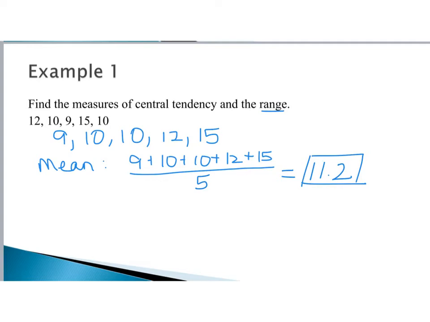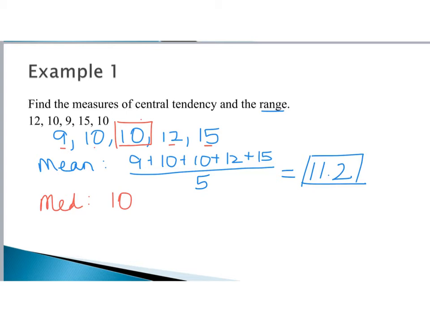Now to do the median, remember, is a middle number. So I've got 1, 2, 3, 4, 5 terms. So the median is actually easy to calculate because it's literally the middle number. Now, if you have an even set of numbers, then you would take the average of the 2 middle numbers, and we'll do an example later on with that. So our median, in this case, is actually the number 10.